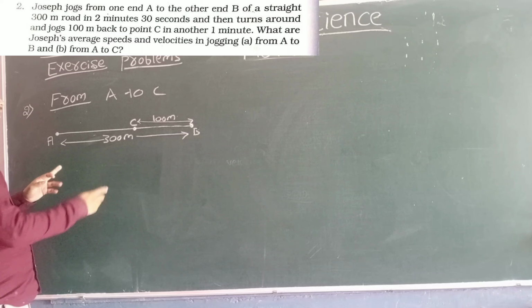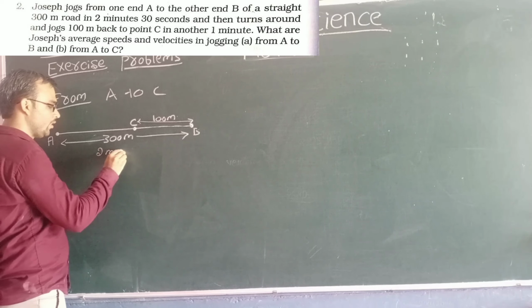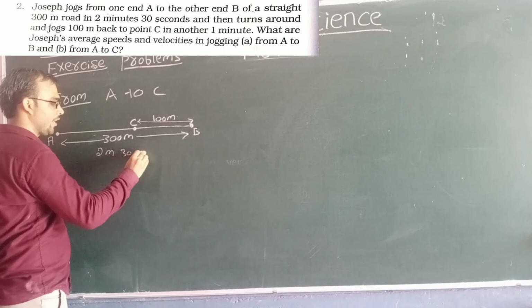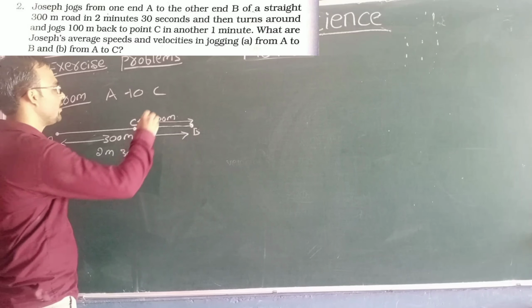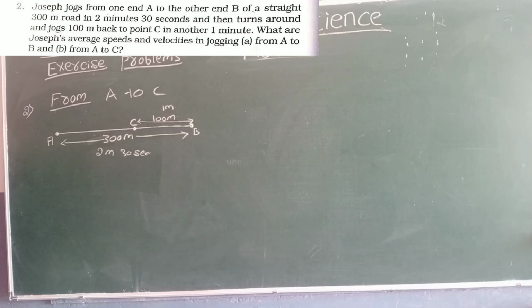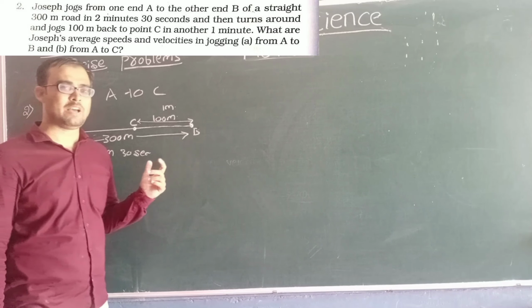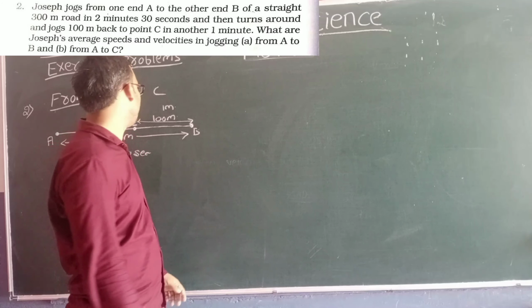To cover this 300 meter distance, he has taken 2 minutes 30 seconds, and to cover this 100 meter distance, he has taken 1 minute. So what we need to find here? We need to find the average speed as well as the average velocity.